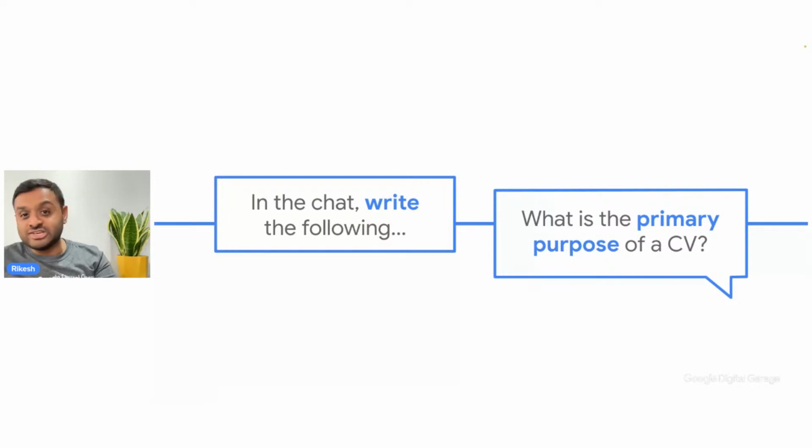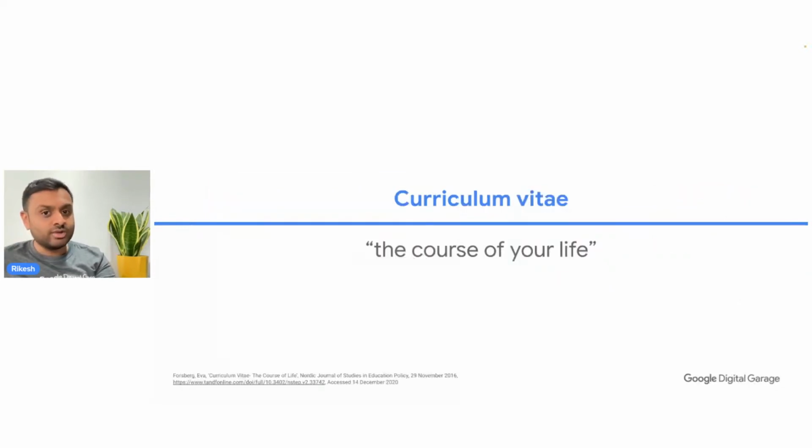So what does a CV mean, first and foremost? What do you mean by a CV document? Well, CV is an abbreviation of the phrase curriculum vitae, which is a Latin phrase. The Latin phrase curriculum vitae translates in English to the course of your life.